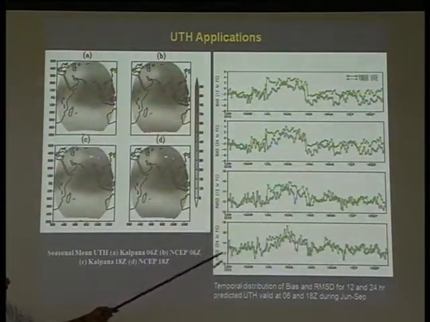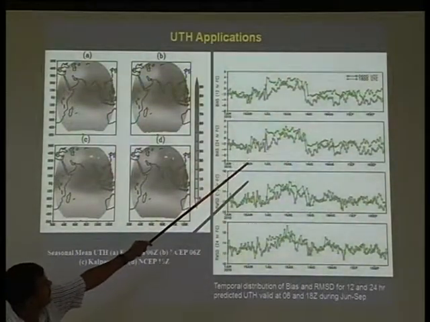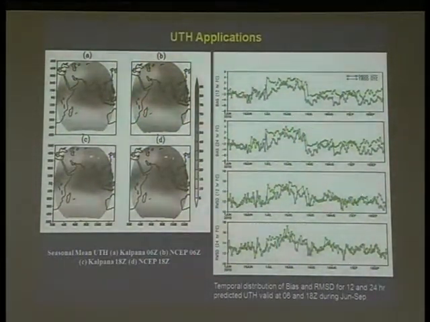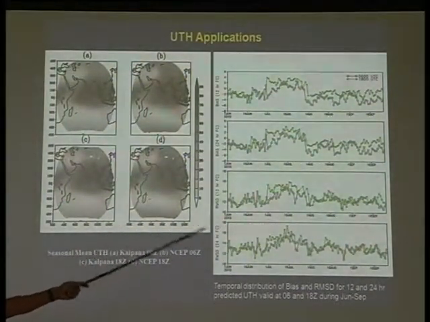He has run the model during the summer season, and he found out the RMSD in the 6-hour, 12-hour, 18-hour and 24-hour forecasts. He did a continuous assimilation from 1st June to September. For every forecast time we have UTH from Kalpana. He computed UTH from the model forecast field, and we have UTH from satellite, so he found out the bias and RMSD, and they are plotted here. This way you can see how well your model is working for the 12-hour forecast and 24-hour forecast.